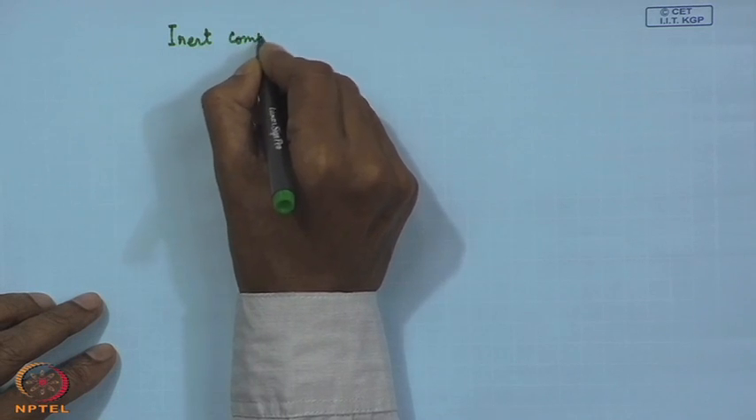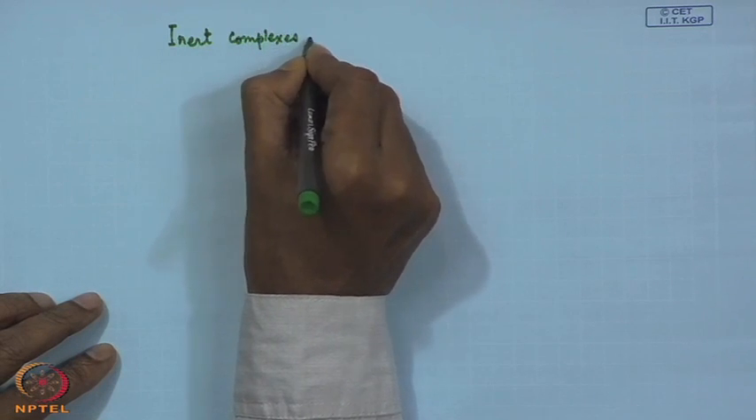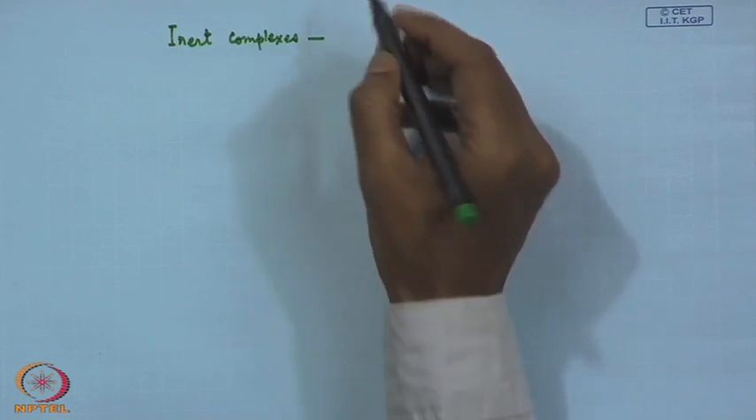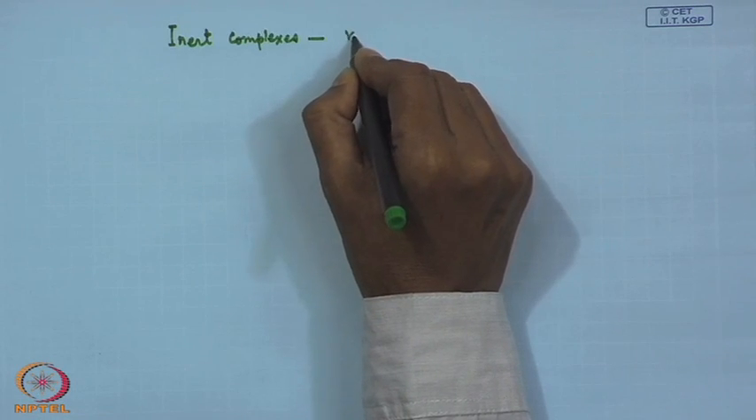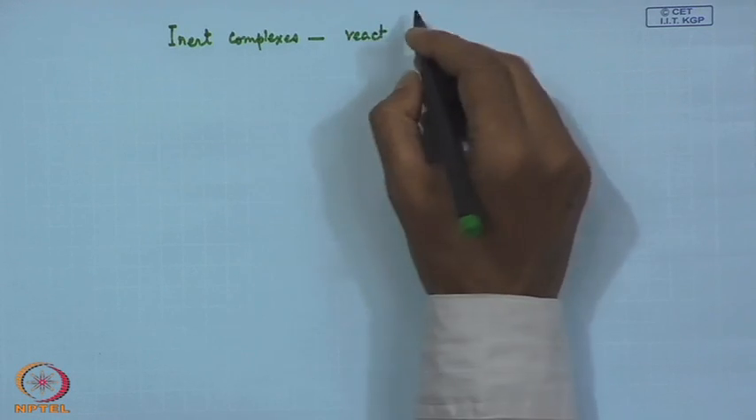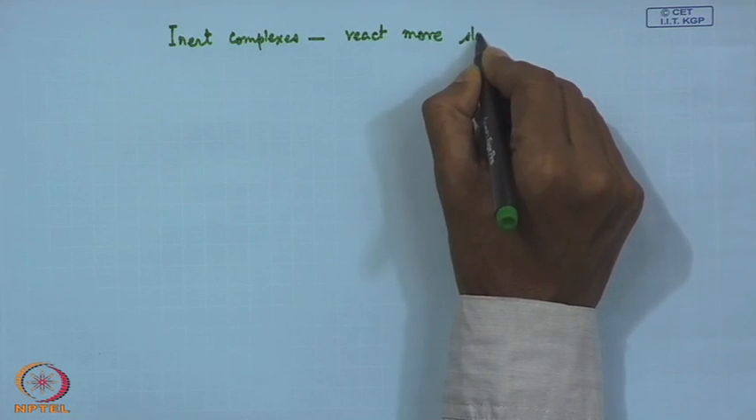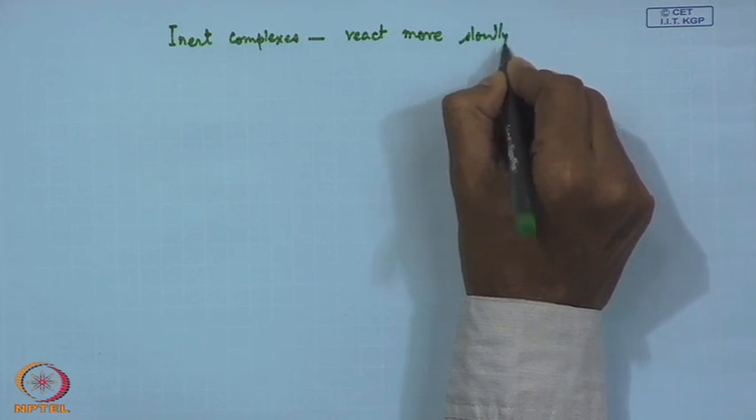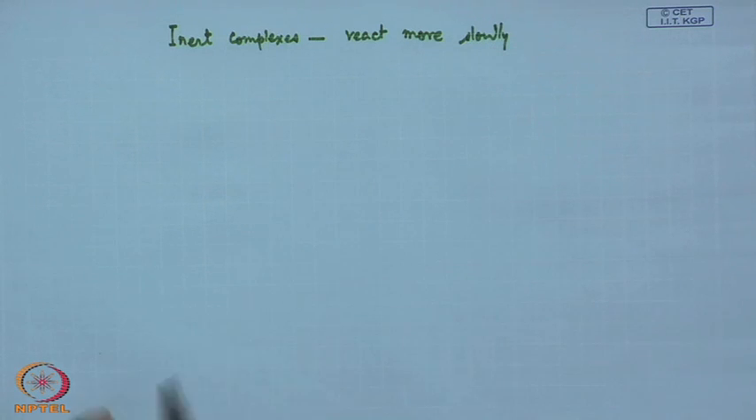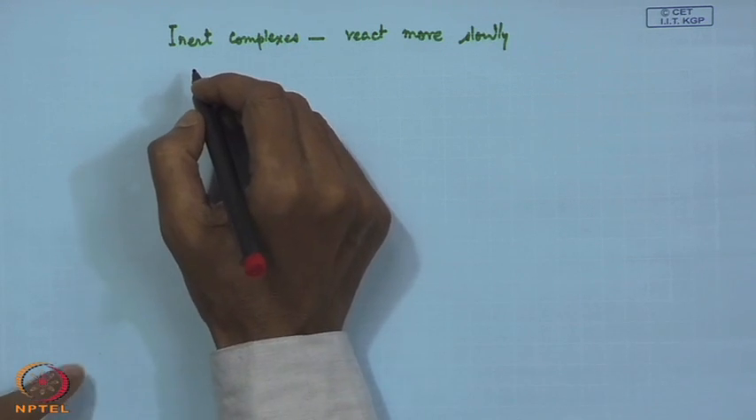So, inert complexes are those which react more slowly, and we also call them Rover's compound.